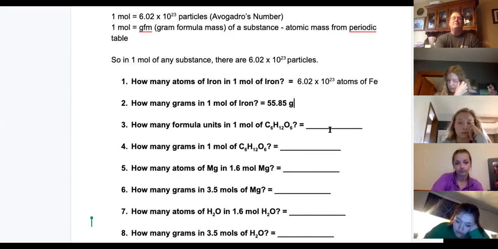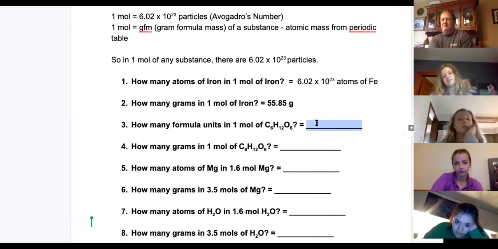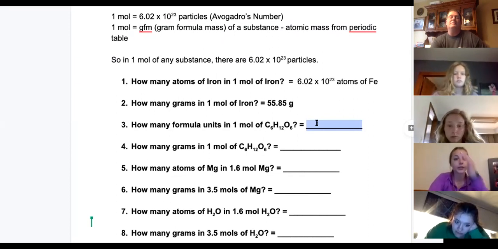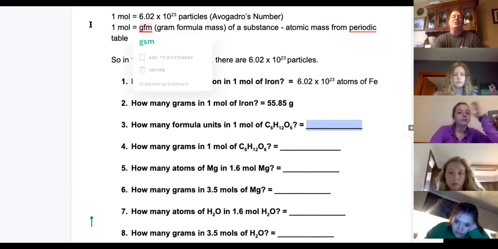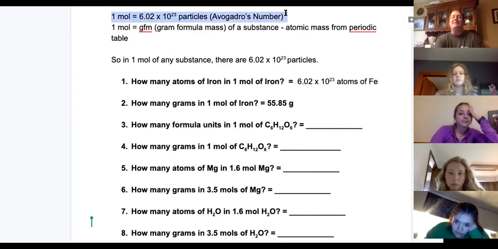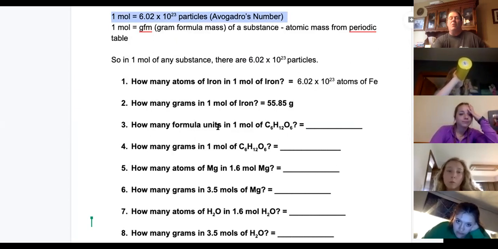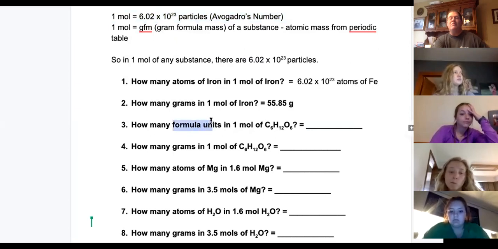Hey, Lexi, how many formula units in 1 mole of sugar? So we can't say atoms of sugar because it's not an element. So we have to say formula units. So how many formula units should be in 1 mole of sugar? Okay, let's look up. 1 mole of anything has 6.02 times 10 to the 23rd particles. So 1 mole of sugar has how many formula units, which are particles of sugar?